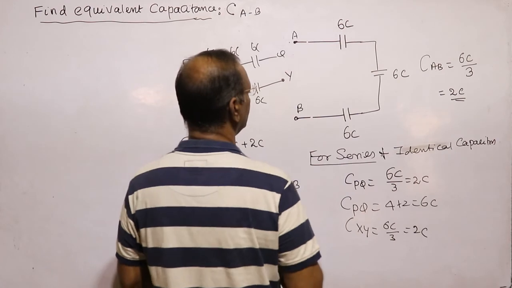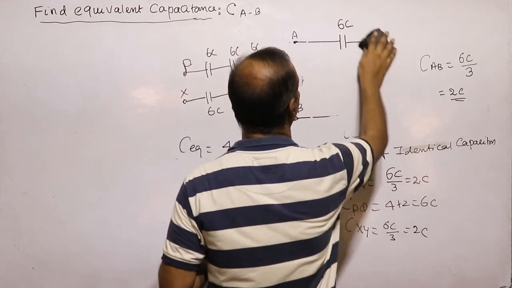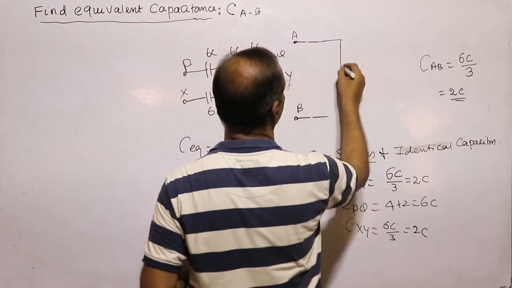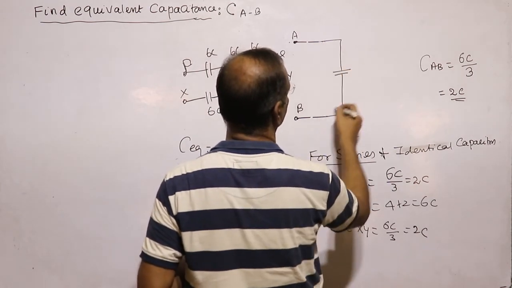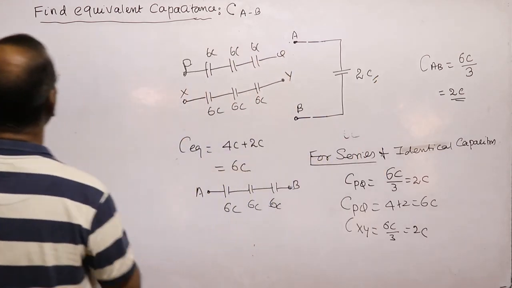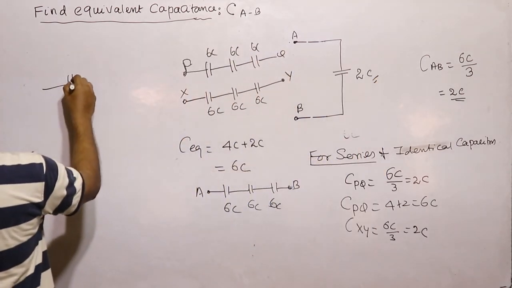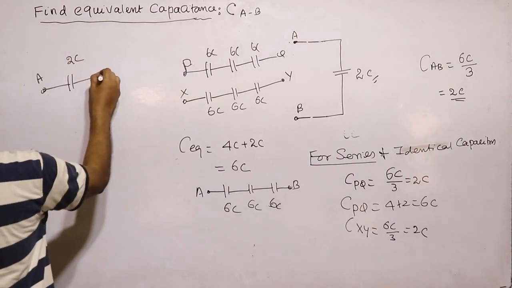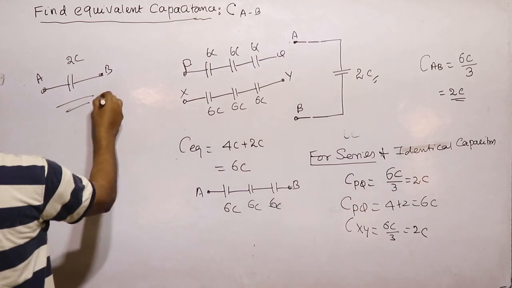So now this can be removed and replaced as 2C. So the equivalent capacitor between A and B is equal to 2C between A and B. This is the equivalent capacitor.